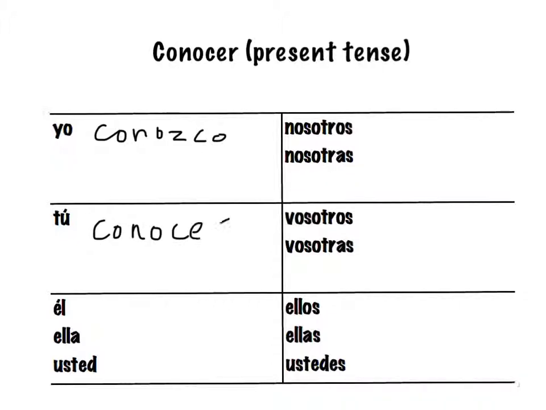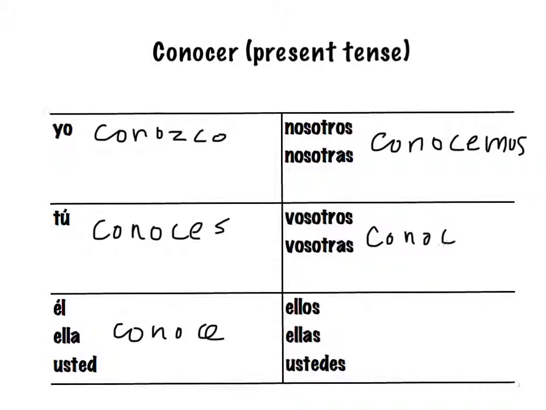Conoces. Él, ella y usted conoce. Nosotros y nosotras conocemos. Vosotros and vosotras conocéis. Okay, that was the last successful piece of writing there. Conocéis. And ellos, ellas, ustedes conocen. So the only irregularity you have to worry about is here in the yo form. Yo conozco.